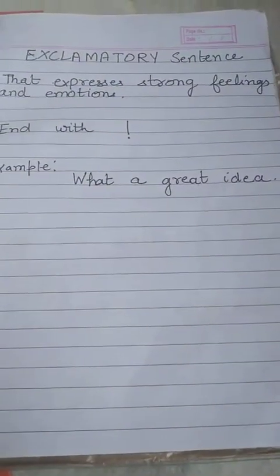An exclamatory sentence is one that expresses strong feelings and emotions. An exclamatory sentence ends with an exclamation mark. For example, what a great idea! I hope, students, you would have learned about all these kinds of sentences.